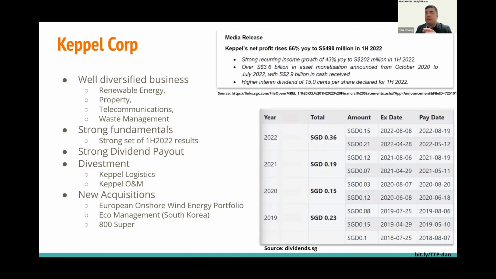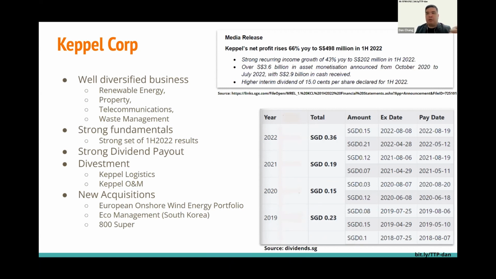The thing is that they are not all talk, they actually walk the talk. So what happened in 2022 alone? They have already divested, or are in the midst of divesting, some non-core businesses. For example, Keppel Logistics, which they divested sometime in March or April last year, and they are in the midst of divesting Keppel O&M as well. O&M used to be a very major component of their business. That's why they were always an oil and gas play before 2020.